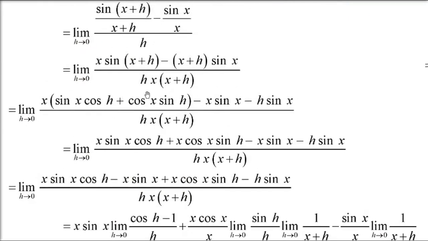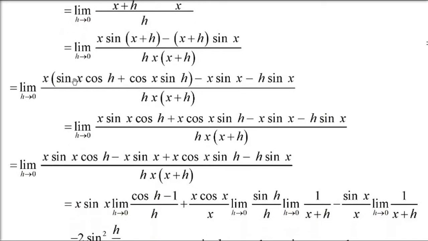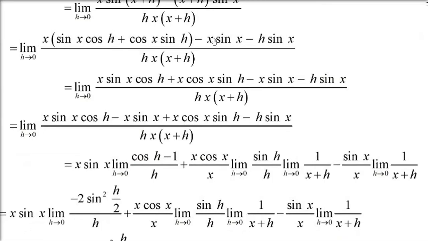Now what do you see here? First of all, sin(x + h) is already there. So we open it. We apply sin(a + b), so sin a cos b plus cos a sin b, and multiply x. So first, solve it whichever way it is possible. Now, is there something we can take? Yes. x sin x cos h and minus x sin x. We can take x sin x common from here. And what do you get inside? Cos h minus 1 by h.